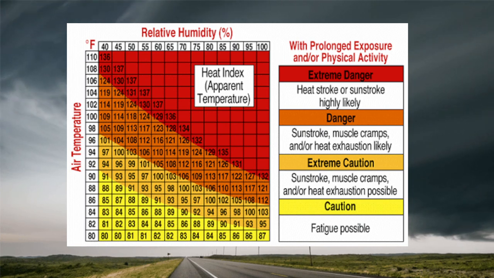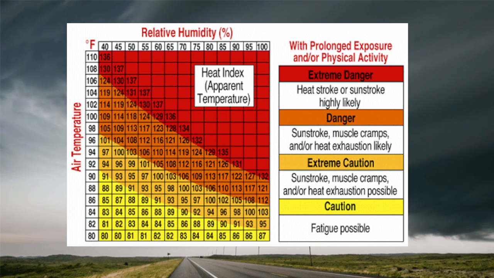So we're looking at, let's see here, about 92 degrees, a little bit, but 90 degrees tomorrow. And relative humidity will be about 65%. So we're going to be in the extreme caution zone. Sunstroke, muscle cramps, and/or heat exhaustion possible. And we're right on the line there of the extreme caution and the danger zone. Sunstroke, muscle cramps, and/or heat exhaustion likely. So definitely if you're out and about in the Pittsburgh area, stay hydrated. Try to not be outside for long periods of time.